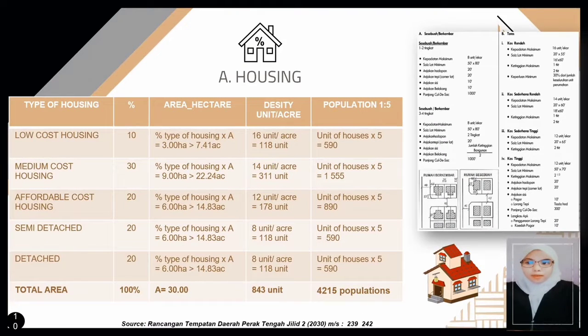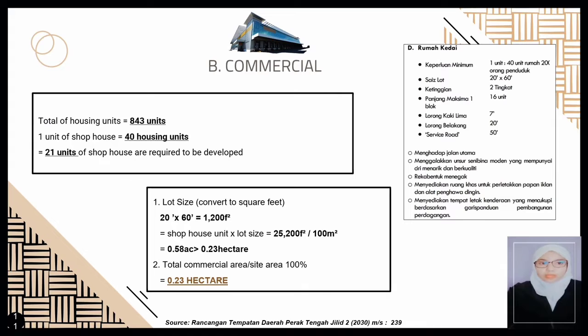Here is housing. We have 5 types of housing. First is low cost housing with 10%, medium cost housing with 30%, affordable housing with 20%, semi-detached houses with 20%, and detached houses with 20%. So the total area of all types of housing is 100%, which is 30 hectares. The total housing unit is 843 units, and the total population is 4,215.